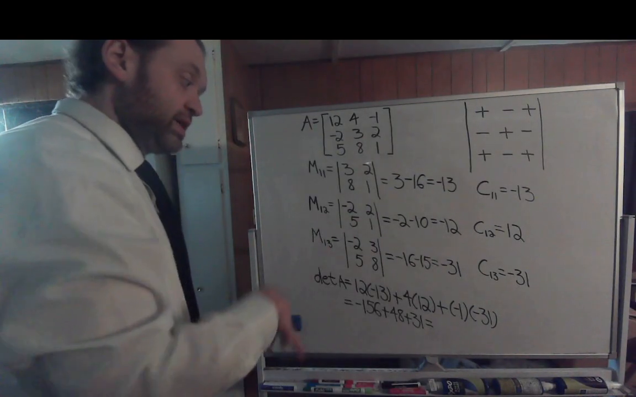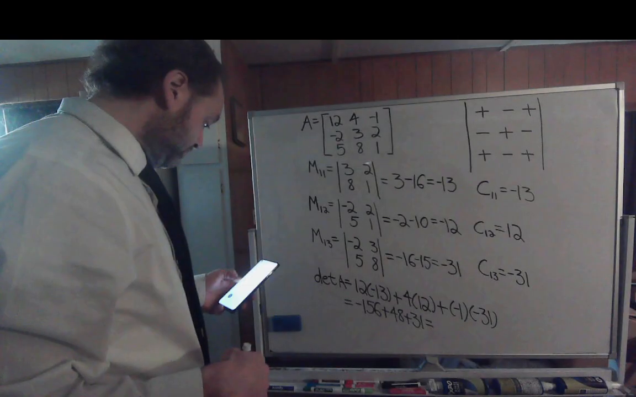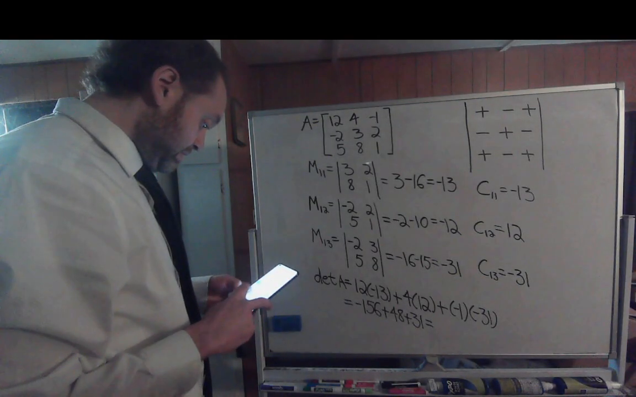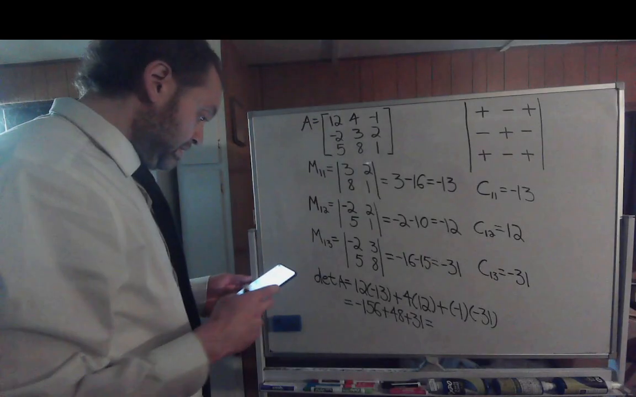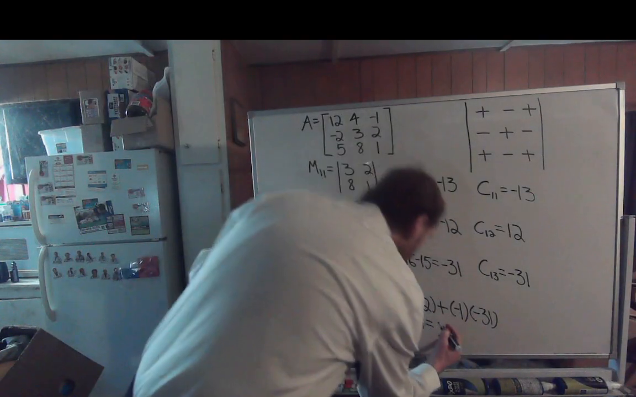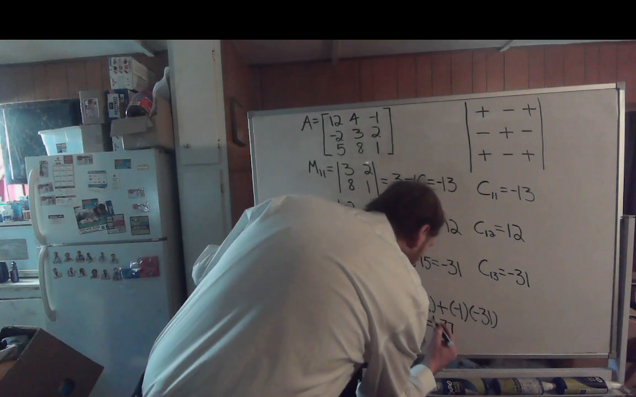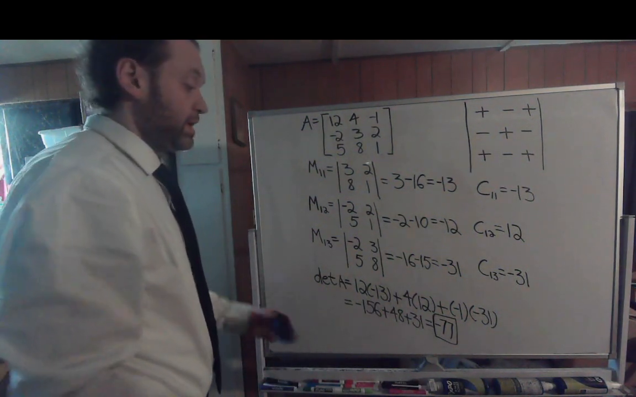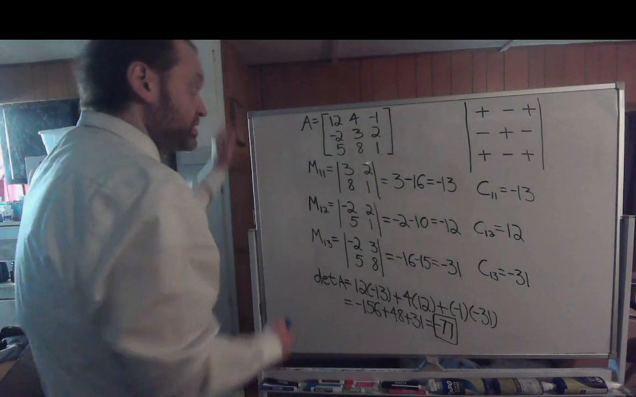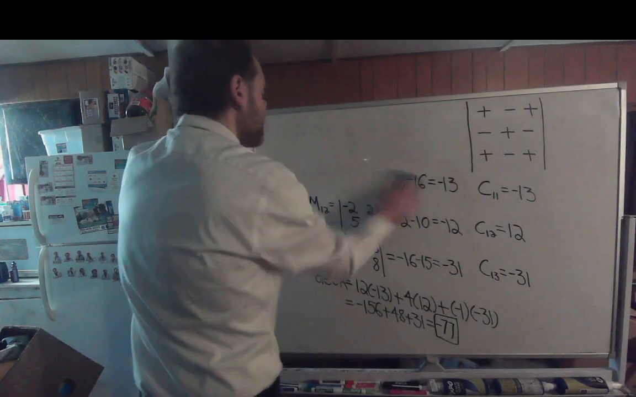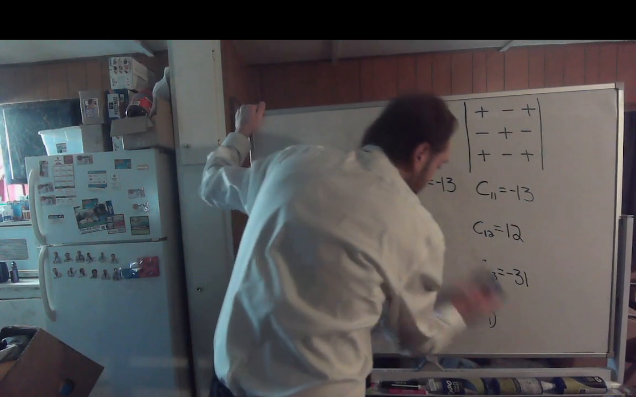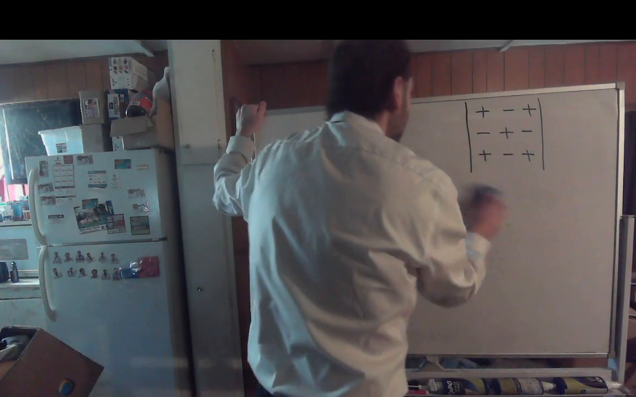Now I'm just going to take all this, add it up, and we'll be done. I would get negative 77. So the determinant of this matrix would be negative 77 by expansion of cofactors. All right, what's next?